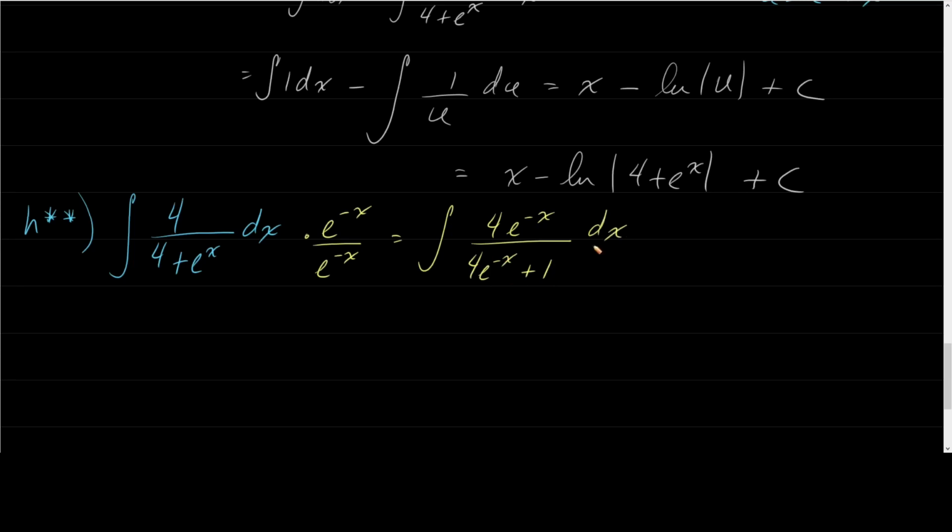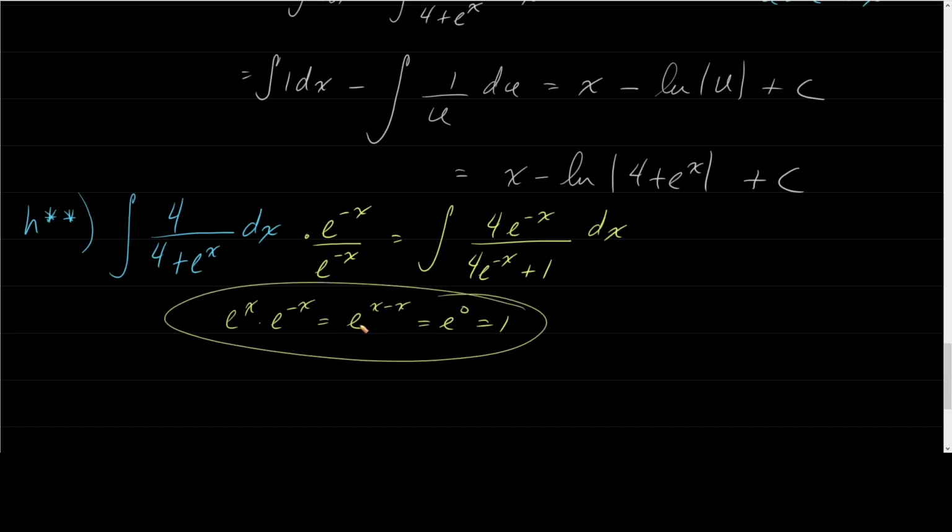Notice that when I multiply e to the x times e to the negative x, same base, different exponents, add the exponents. x minus x is 0, so e to the 0 is 1. So maybe I'll write that real quick: e to the x times e to the negative x is e to the x minus x, is e to the 0, is 1. Now, let's move that aside. Well, that's not what I meant to do.